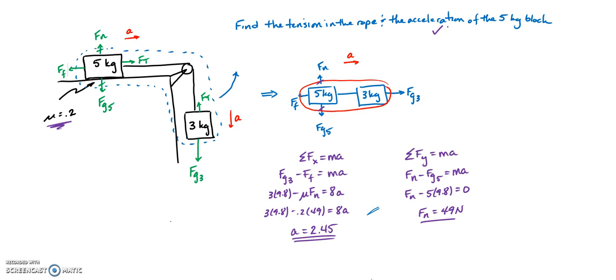So now, if I want to find tension, I can actually go back to my original picture and say, I know what all of these are. These are all 2.45. So now, to solve for tension in the rope, I can pick either one of these as my system. I can either choose the 3 or I can choose the 5.